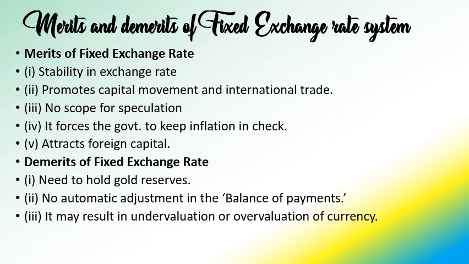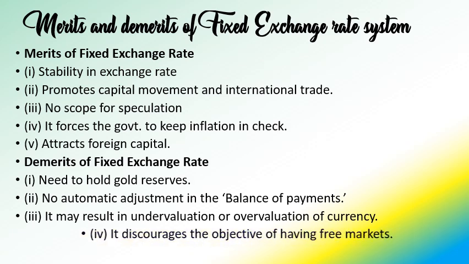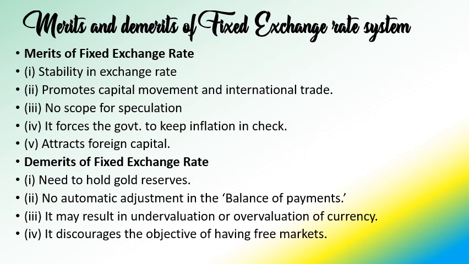Next one is that it may result in undervaluation and overvaluation of the currency. Since it is not decided by market force, demand and supply, it is decided by the governments or officials of the two countries. That's why undervaluation or overvaluation of the domestic currency may be possible. It discourages the objective of having a free market. Obviously, the optimum rate is not decided, because the rate is not decided in the market by market force.